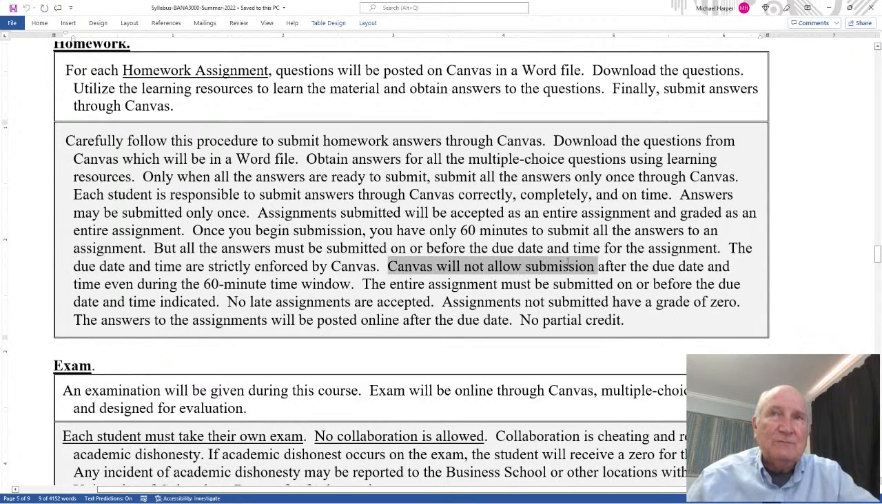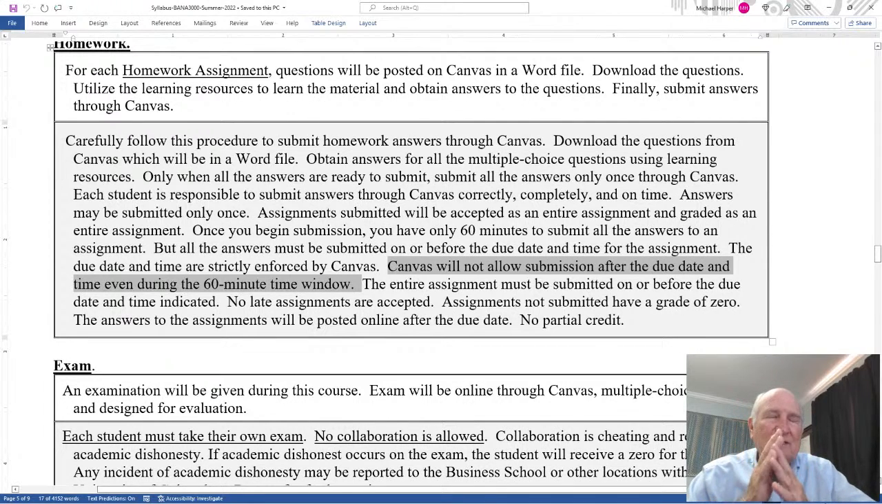Canvas will not allow submission after the due date and time, even during the 60-minute time window. The entire assignment must be submitted on or before the due date and time indicated. No late assignments are accepted. Assignments not submitted will have a grade of 0. Okay, what I mean by this, during this time window, the due date and time is strictly enforced.